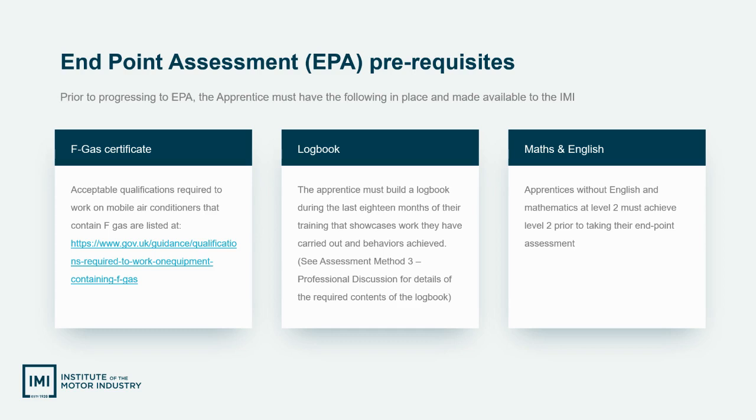They must complete and be certificated for a recognised F-gas qualification. They must have completed a logbook throughout the duration of their apprenticeship. Each apprentice must achieve and be certificated for maths and English. All of these prerequisites must be submitted to the IMI prior to the apprentice progressing on their endpoint assessment.